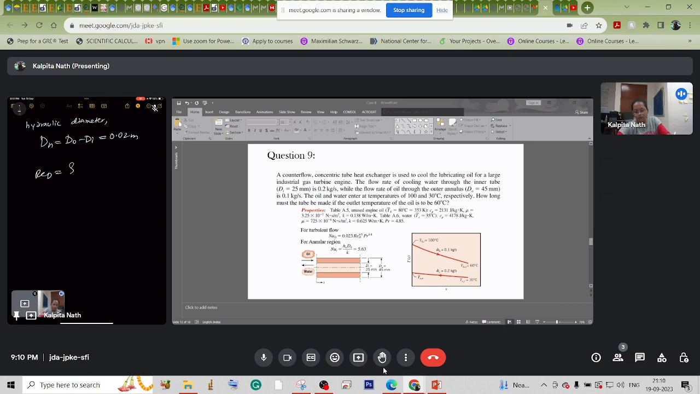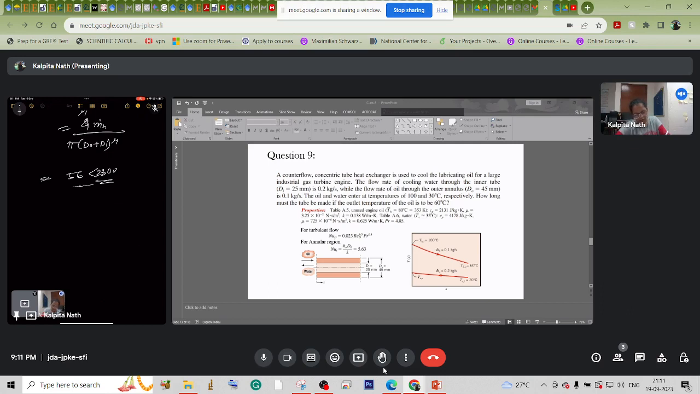So for the oil it is rho u dH upon mu, where dH is the hydraulic diameter. In terms of mass flow rate, this is mh dot upon pi (d naught plus di) mu. So this will come out to be 56, which is far less than 2300.